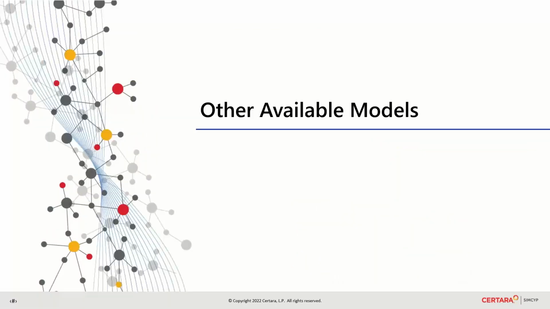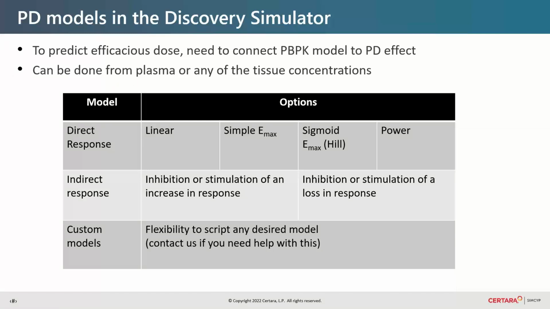To help with this, within Simcyp Discovery we've made a number of pharmacodynamic models available. You can connect the PBPK model concentrations in any of the compartments to a pharmacodynamic effect. We have the standard direct response models, so linear Emax, sigmoid Emax, and power models, and also custom models as well. There's quite a lot of flexibility in custom models. You can do any kind of pharmacodynamic model that you want, and we can help with those if you need help to set them up.